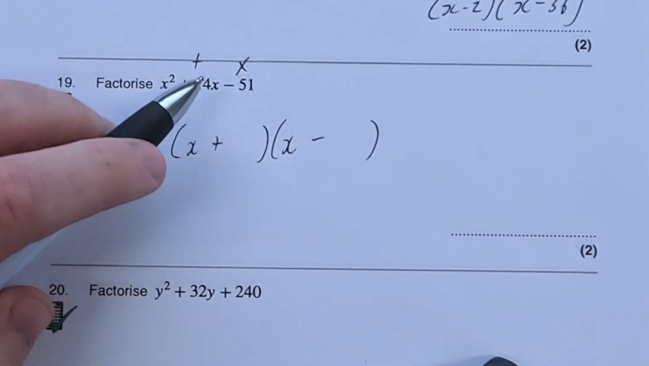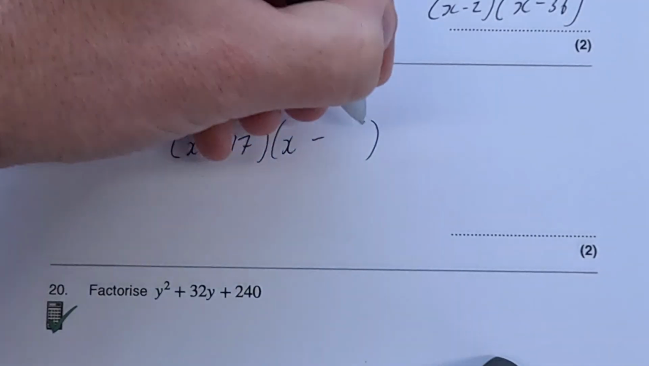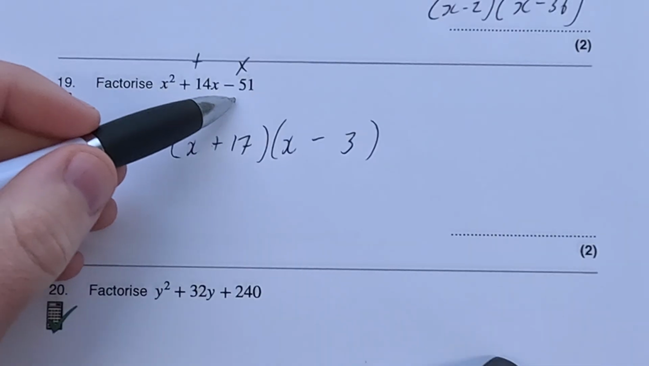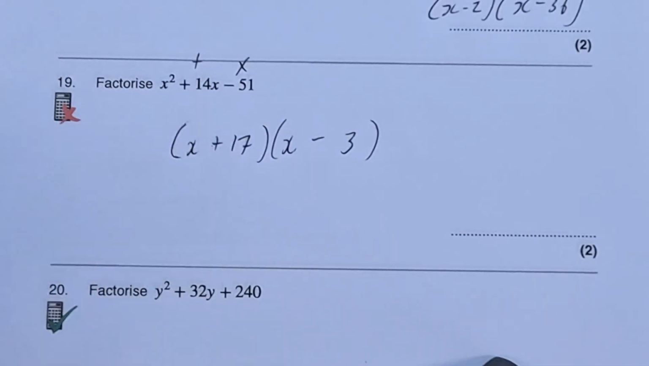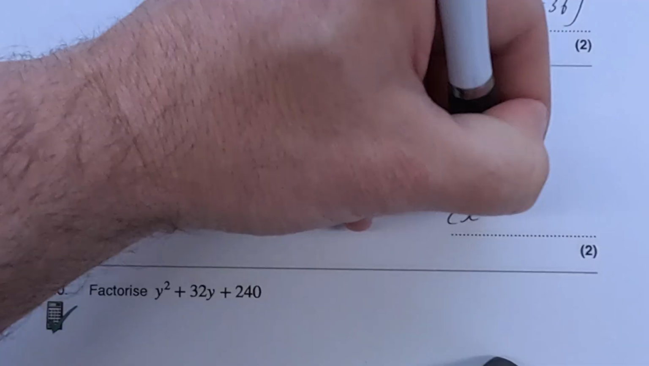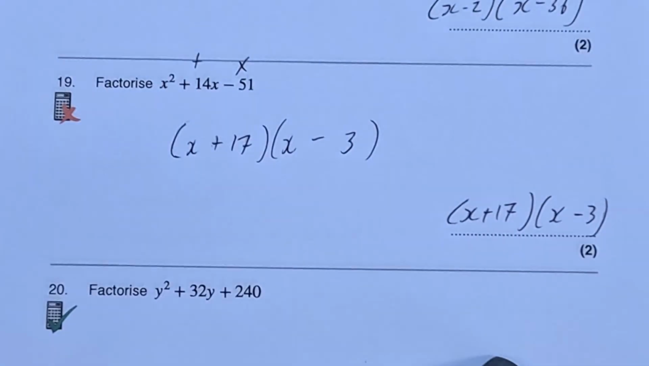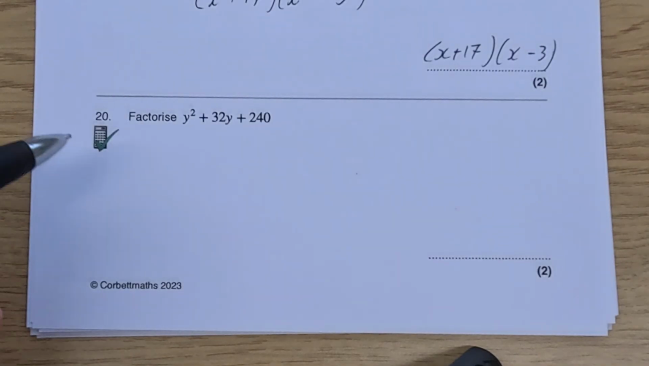Actually, that might be useful here because we could have 17 and minus 3. Minus 3 times 17 would be minus 51, and minus 3 plus 17 is 14. So that's it: it's going to be x plus 17 and x minus 3. Okay, let's look at our next question, question number 20.